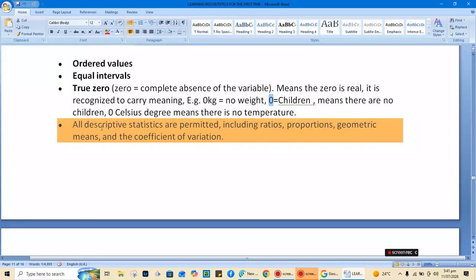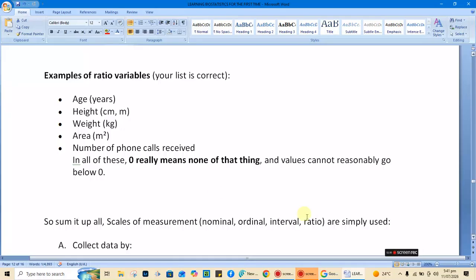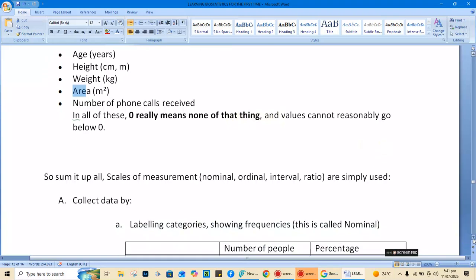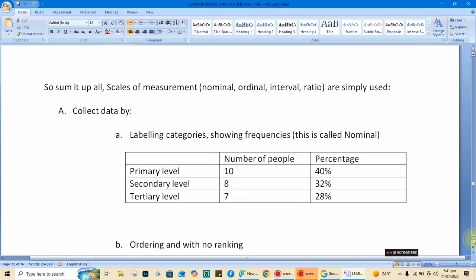So all descriptive statistics here are permitted, including ratios, proportions, means, and all of those things. Examples of ratio data: age, weight, height, area, number of phone calls received. In all of these, the zero means none of that thing. So zero has some meaning there. Okay, so that's about it.